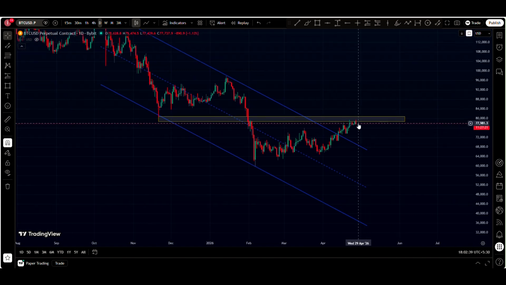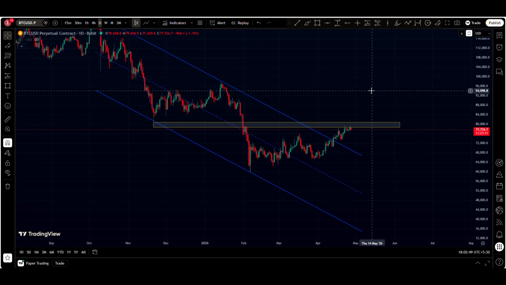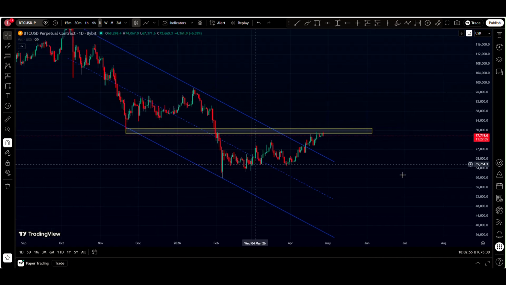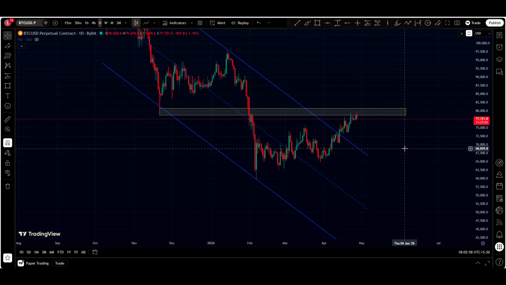Now test this support area and break this support area and confirm, the market can be going for a higher move. So now you can see another parallel channel.